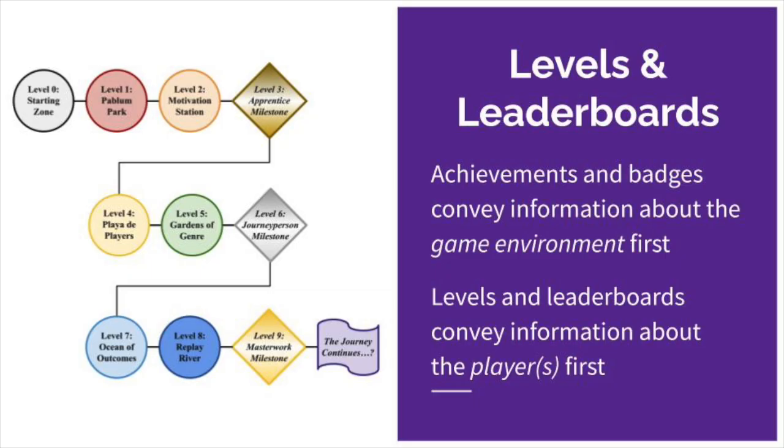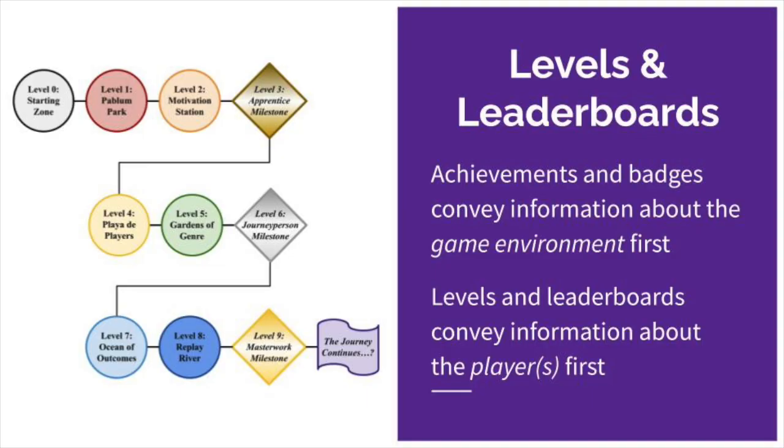Levels and leaderboards are another set of mechanics that deliver feedback in terms of progress and outcomes. But whereas achievements and badges are related to specific tasks or events in a game, levels and leaderboards are more about feedback on overall performance over time.